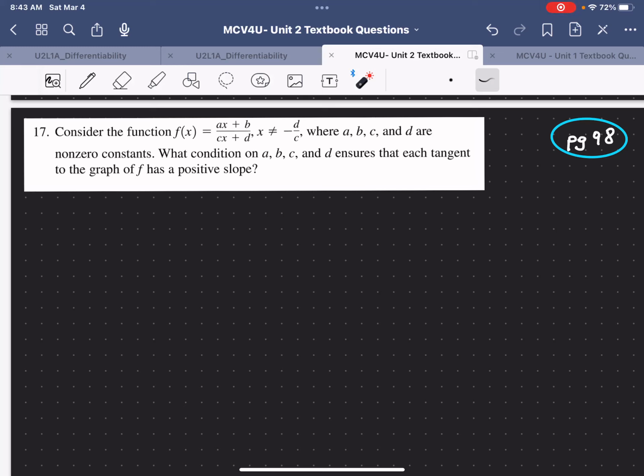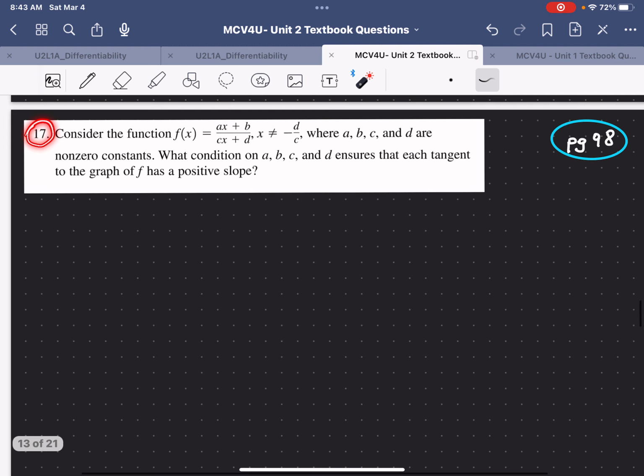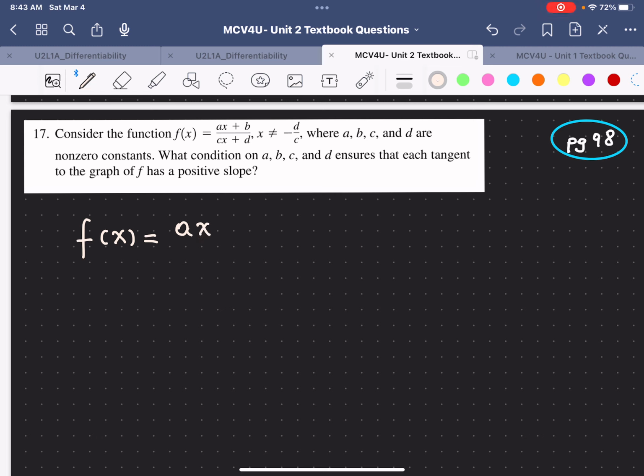We'll take a look at question number 17 on page 98 from the textbook. Consider the function f of x equals ax plus b over cx plus d. So we are given the equation of some function in rational form, and there are so many coefficients missing in here, so we're going to write them all and we won't be afraid of them.